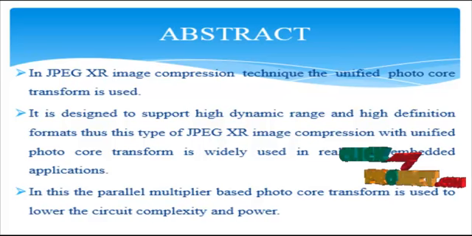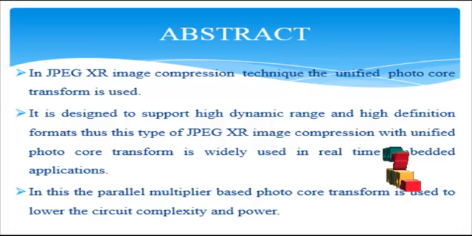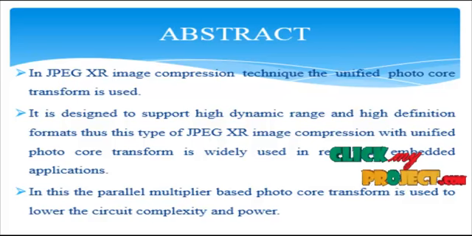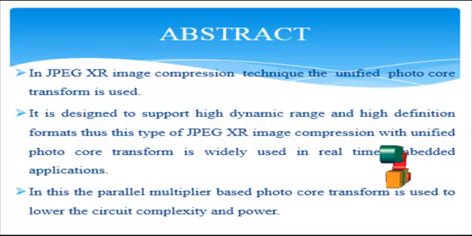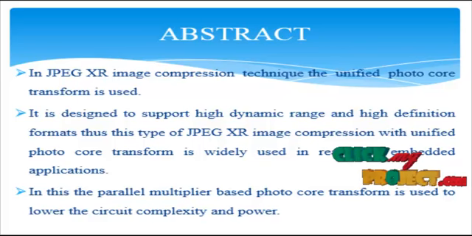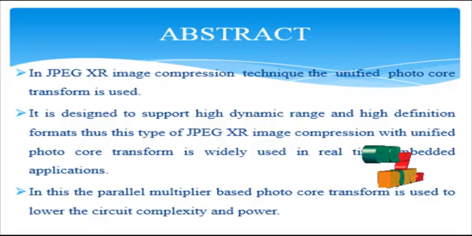A unified VLSI, very large scale integration, architecture that can perform the photo core transform in JPEG XR image compression is presented. The proposed architecture achieves a unified design which supports the three basic operations of the PCT, and it has the characteristics of lower hardware cost, shorter critical path, lower power consumption, more efficient hardware utilization and regular structure for VLSI implementation. Finally, the implementation on field programmable gate array devices validates the effectiveness of the design.